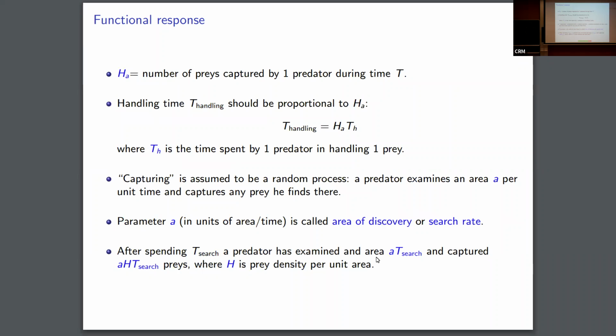First thing, which is HA? It's going to be the number of prey captured by a predator in the unit time. It's the thing I don't know, but I would like to know. So this is part of my target.